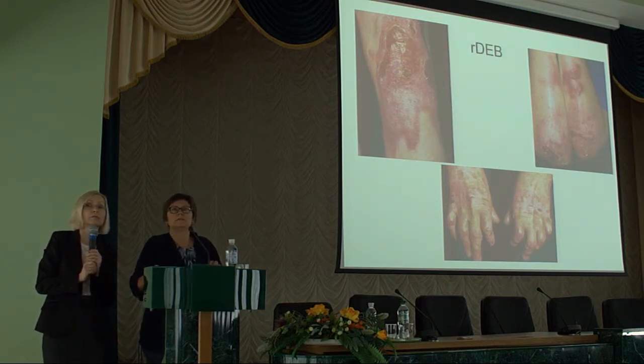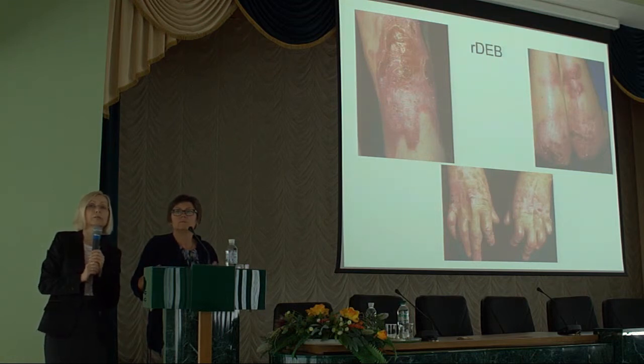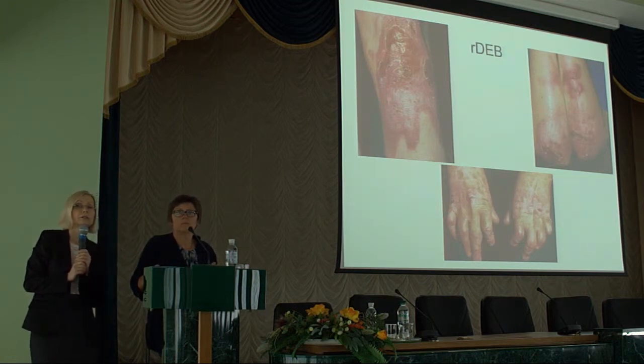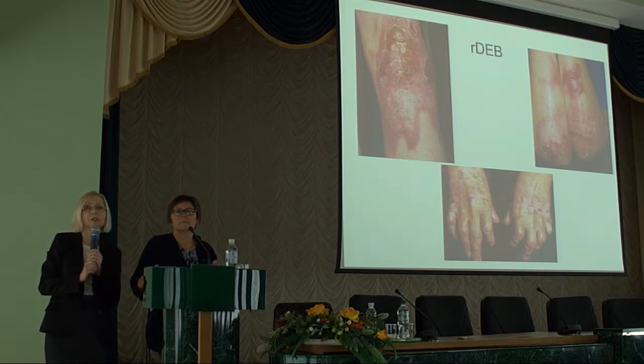So this is the severe recessive dystrophic, where you can see you will have ulcers that are getting harder and harder to heal. And also you have fusion of the fingers, and it's getting also contractures, and this is of course also for the feet. Fusion of the toes on the feet. The most severe form, which leads to disability.